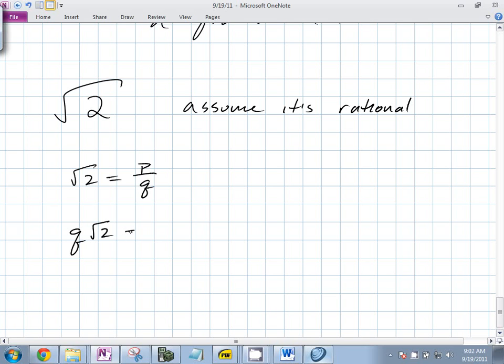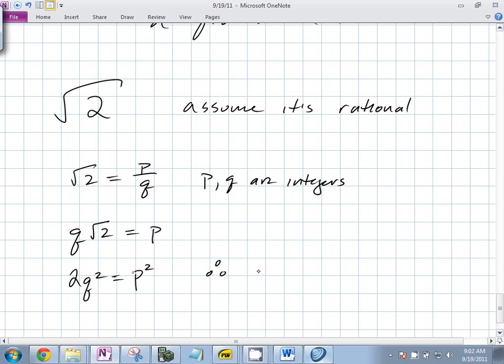I'm going to square both sides. Are we okay with this? Yeah. p squared is equal to 2q squared. What can you tell me about p? p and q are integers. Sorry, yes, p squared. So hold on. What can you tell me about p squared?